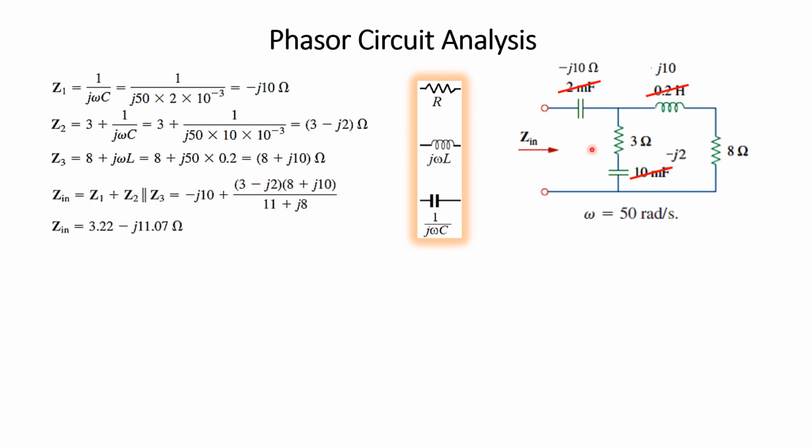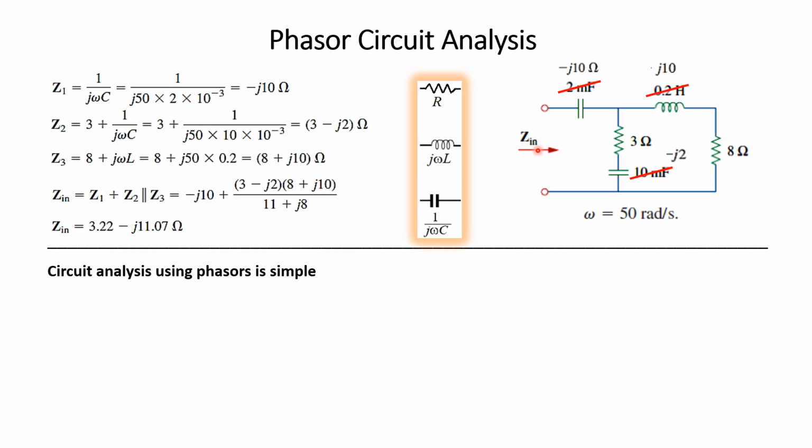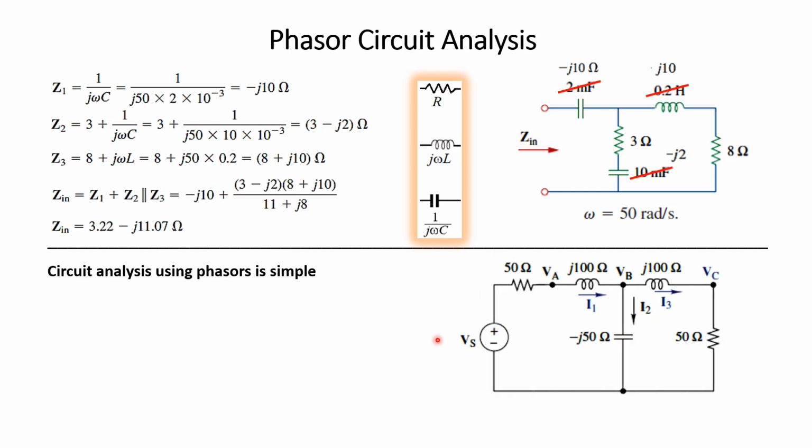And then finally Z in is Z1 plus the parallel combination of Z2 and Z3. Substitute Z1, Z2, Z3 in it, and you will have Z in, the input impedance. Circuit analysis using phasors is simple, but we can find only the steady state response if the input voltage or current, or the circuit excitation, is sinusoidal.